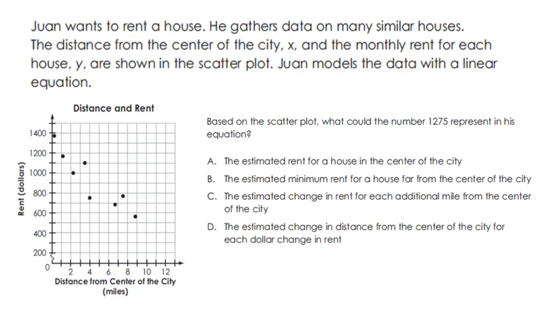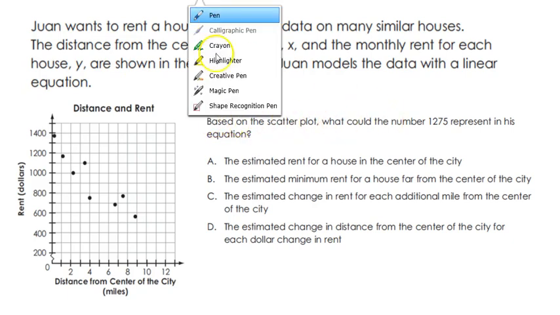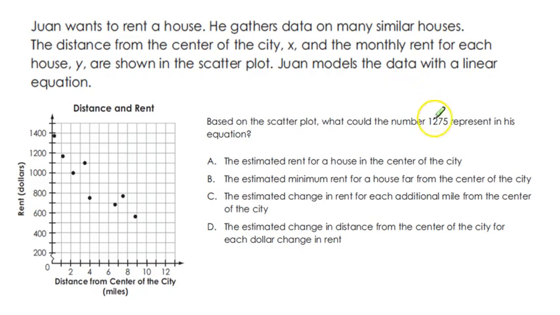So this question: Juan wants to rent a house. He gathers data on many similar houses, the distance from the center of the city X, and the monthly rent for each house Y are shown in the scatter plot. Juan models the data with a linear equation. Now the question says, based on the scatter plot, what could the number 1275 represent in his equation?